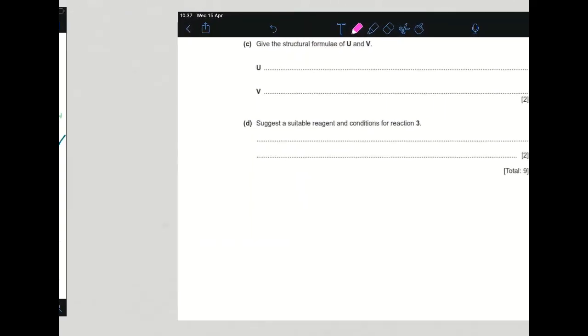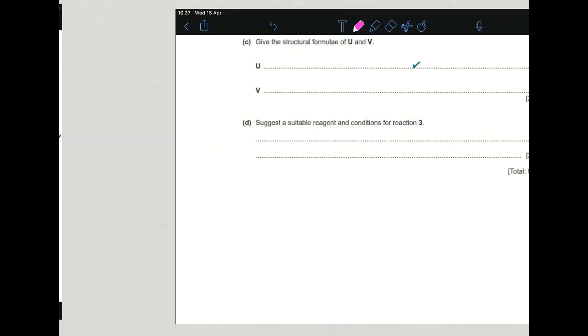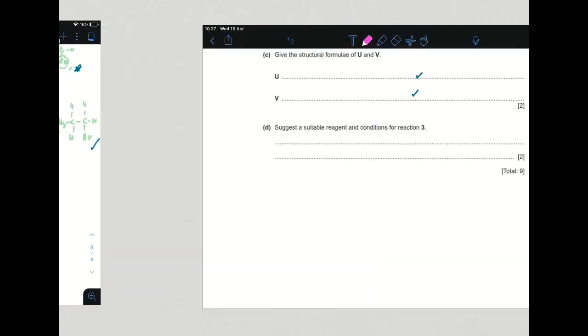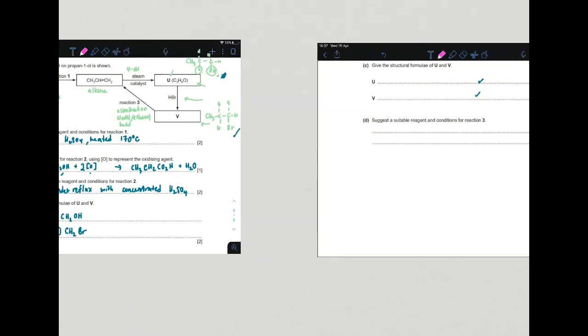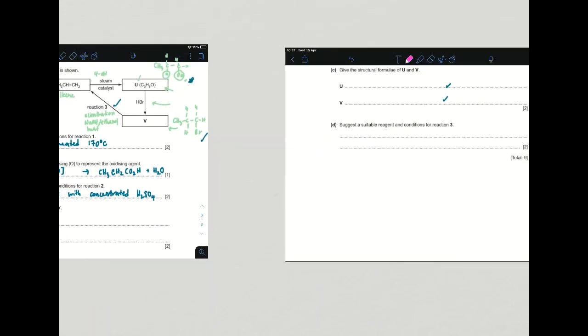Okay, the next question. Give the structural formula, done. Refer to the previous one. Suggest a suitable reagent and condition for reaction 3. It's an elimination reaction. So sodium hydroxide in the presence of ethanol, and heat them. So I'll just put sodium hydroxide with ethanol and heated. That's going to be the answer.